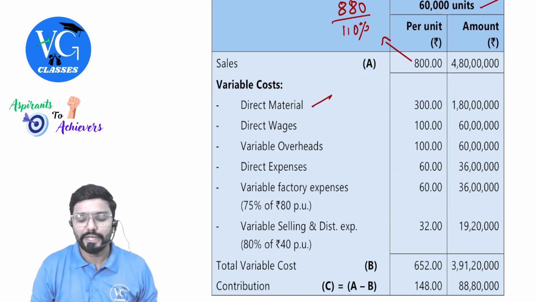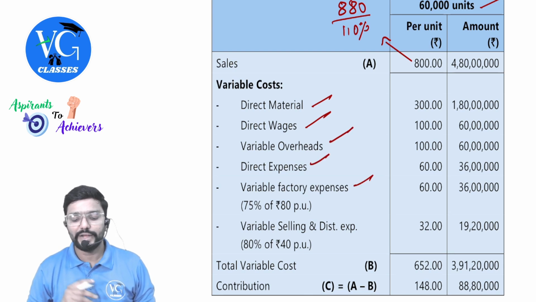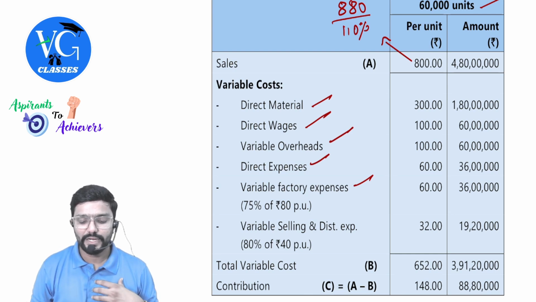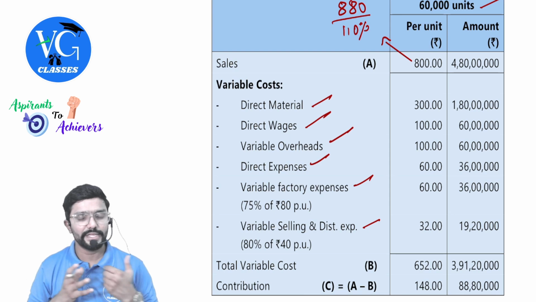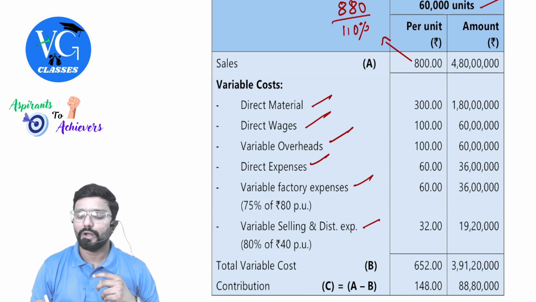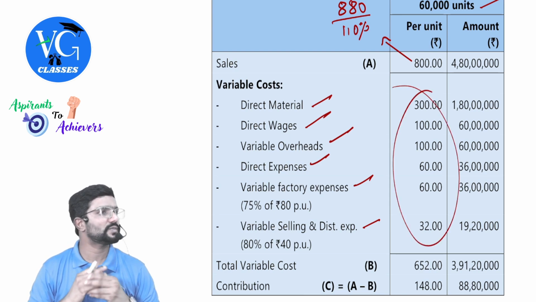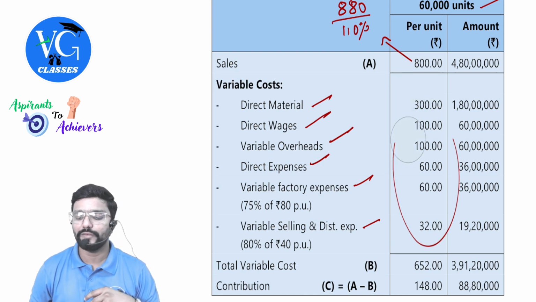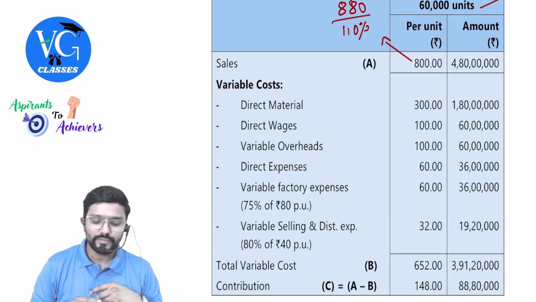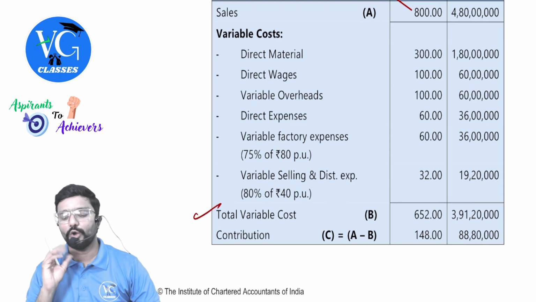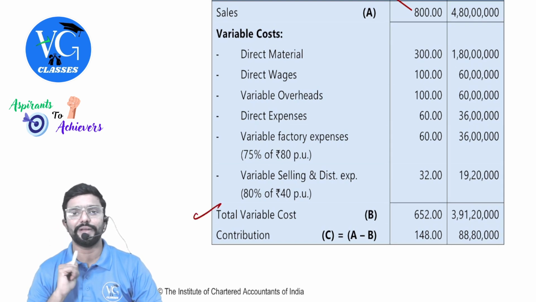Direct material 300, direct wages 100, variable overhead 100, direct expenses 60, variable factory 80 rupees, of which 75% is variable, that is 60. Variable selling and distribution expenses 40, of which 80% is variable, that means 32. All this multiply with 60,000 units and you will get the total variable cost. Per unit we got 652. Total is 3 crore 91 lakh 20,000.